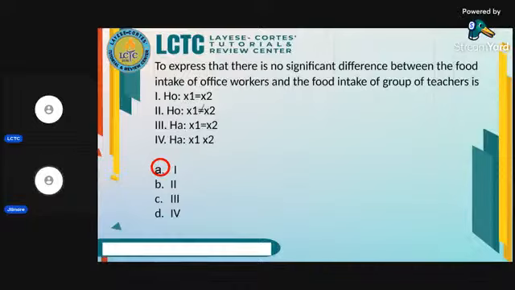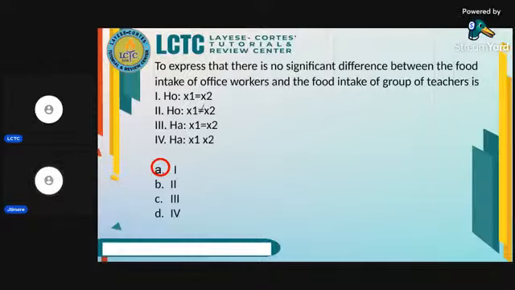The null hypothesis will always be stated in a negative form. Now, question, why is it that Roman numeral 1 is the answer? No significant difference. Why is it not Roman numeral 2? Not equal means Roman numeral 2. No significant difference means equal. Null hypothesis: X sub 1, food intake of the office workers, no significant difference with X sub 2, food intake of the group of teachers. Basta no significant, stated in a negative form, null hypothesis.